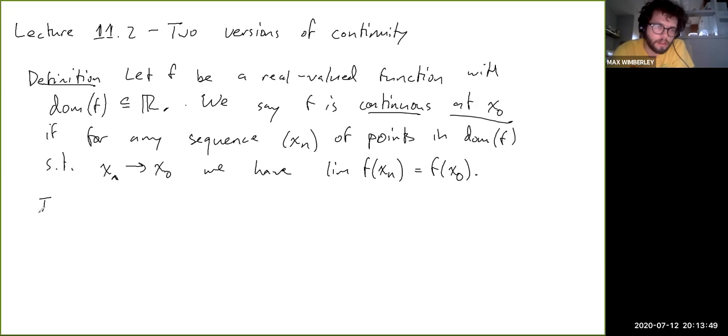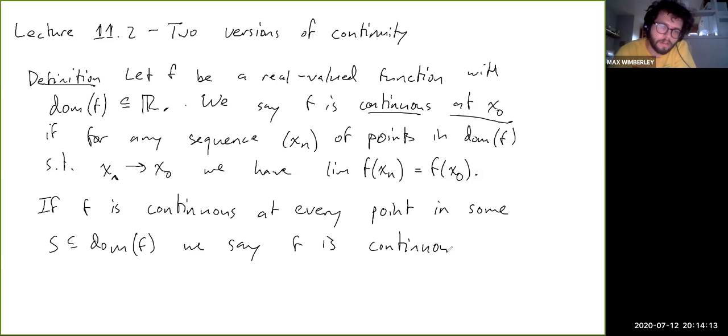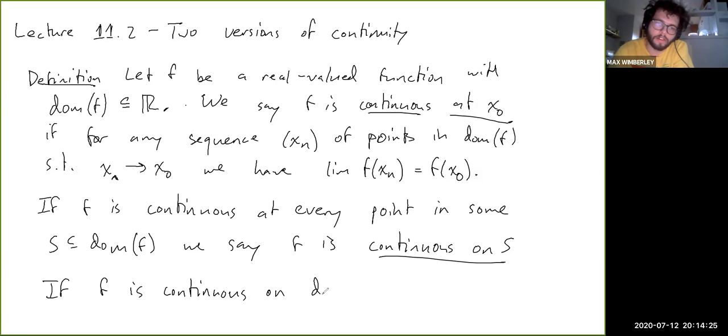Then if f is continuous at every point in some subset S, we say f is continuous on S, and if f is continuous on its entire domain, we just say f is continuous.